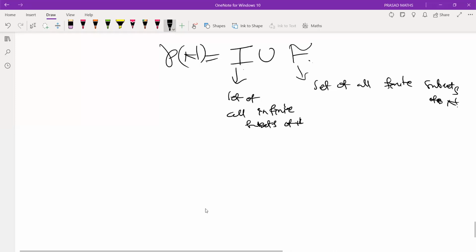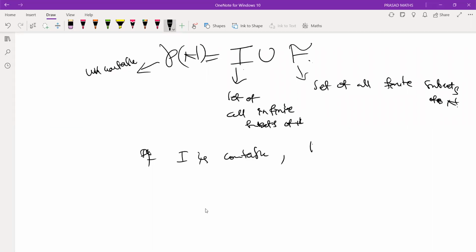Actually we claim that this is an uncountable set. We have seen already. Suppose I is countable. I means the set of all infinite subsets of n. Suppose I is countable. Automatically F is countable, we have seen finite subsets is countable. So I union F is also countable, because I is countable and F is already countable.